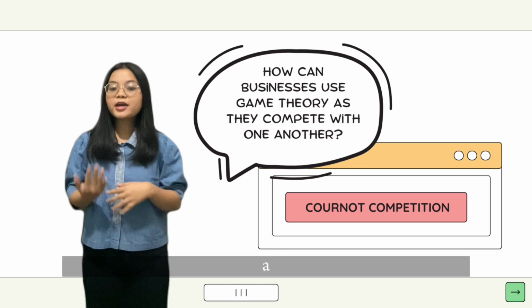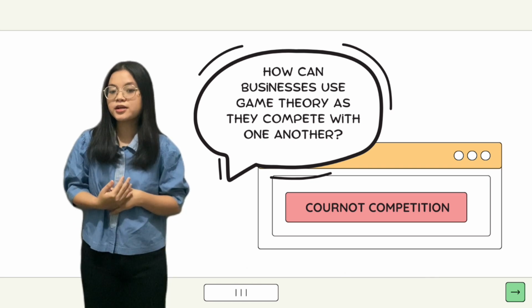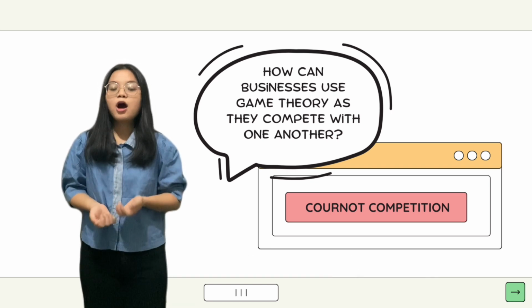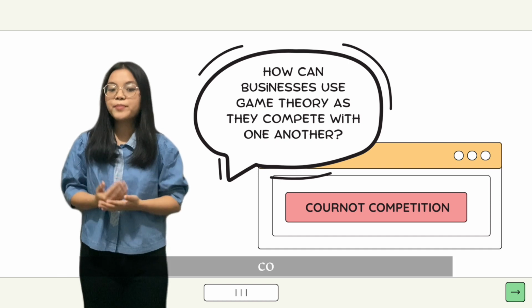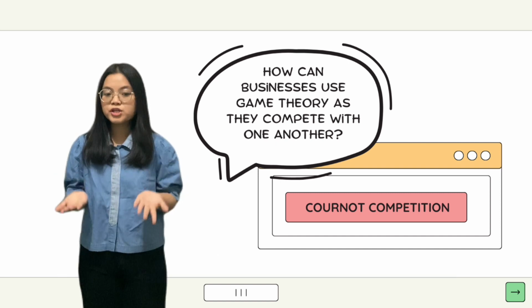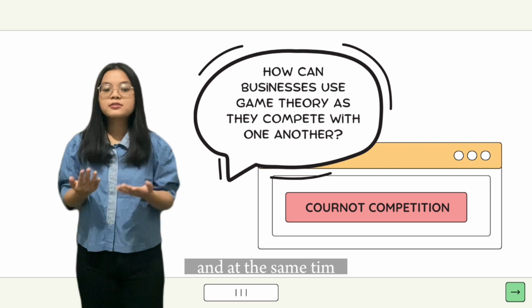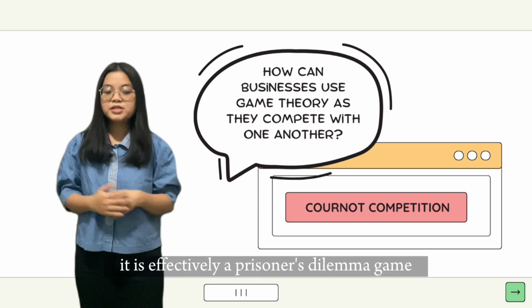For example, it is an economic model describing an industry structure in which rival companies offering an identical product compete on the amount of output they produce independently and at the same time. It is effectively a Prisoner's Dilemma game.